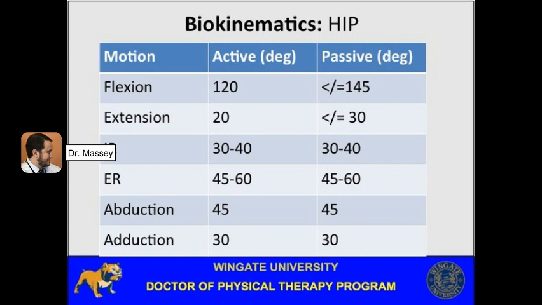And osteokinematic motion. So flexion and extension, there's going to be greater motion passively than actively. So active flexion about 120 degrees, passive flexion about 145 degrees or more, active extension about 20 degrees, whereas we get about 30 degrees or more passively. Internal rotation, external rotation, abduction, and adduction, all going to stay about the same from active to passive. So internal rotation about 30 to 40 degrees, external rotation about 45 to 60 degrees, abduction about 45 degrees, adduction about 30 degrees.